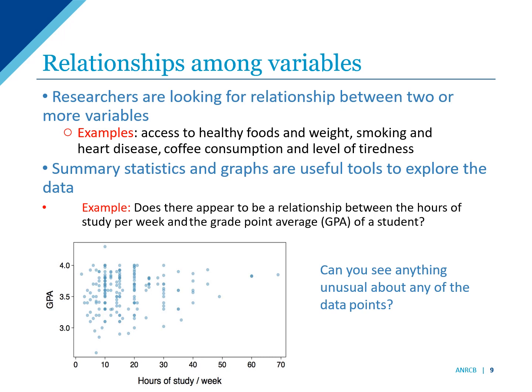In this example of a scatter plot, where the hours of study per week are on the bottom x-axis and the student's grade point average, or GPA, are on the y-axis, does there appear to be a relationship between the hours of study per week and the grade point average, or GPA, of students? Do you see anything unusual about any of the data points?